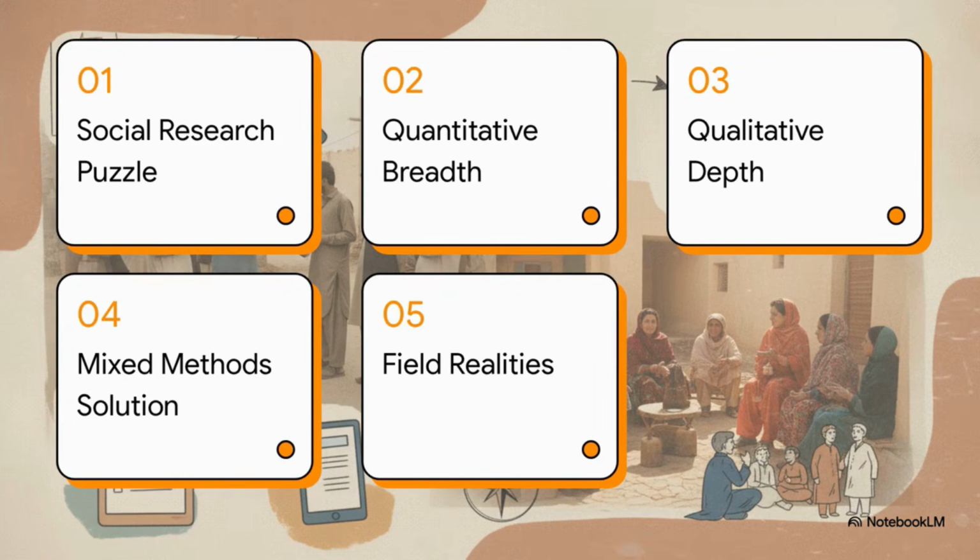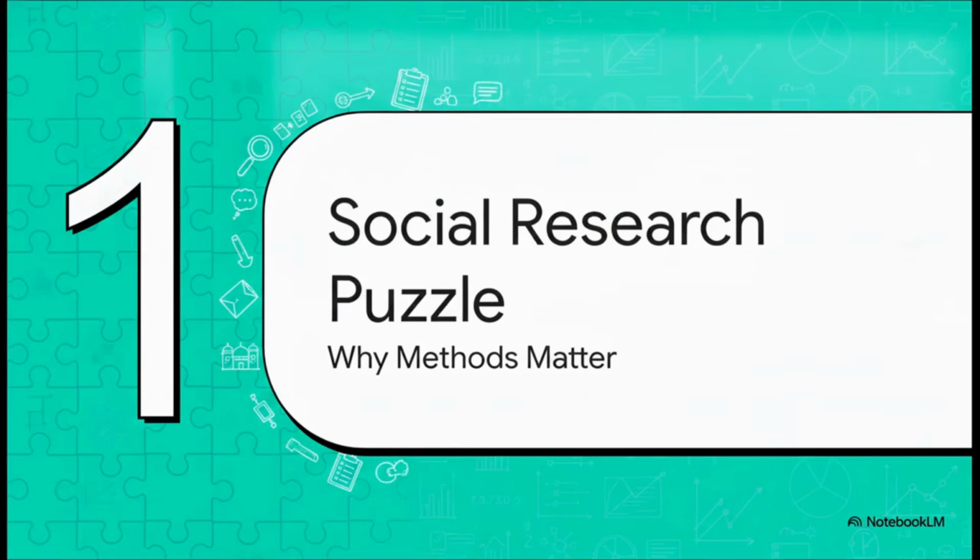We'll hit the social research puzzle, jump into quantitative breadth, followed by qualitative depth, the mixed methods solution, and finally, navigating field realities. Starting off with Section 1, the social research puzzle, and why your methods matter.